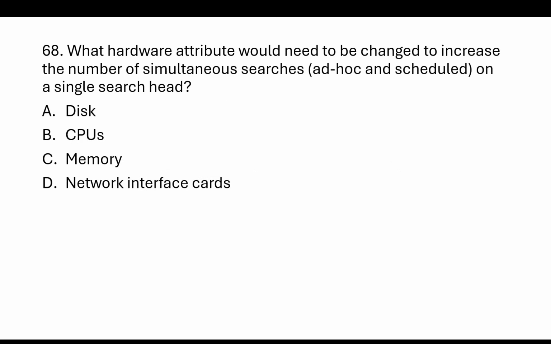Question number 68. What hardware attribute would need to be changed to increase the number of simultaneous searches, ad hoc and scheduled, on a single search head? Option A, disk. Option B, CPUs. Option C, memory. Option D, network interface card. And the answer is option B, CPU.